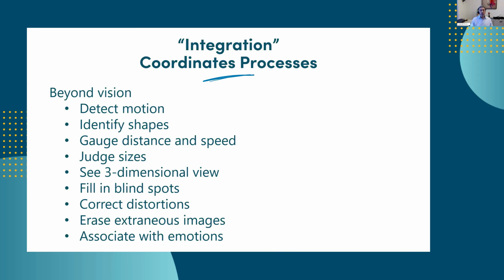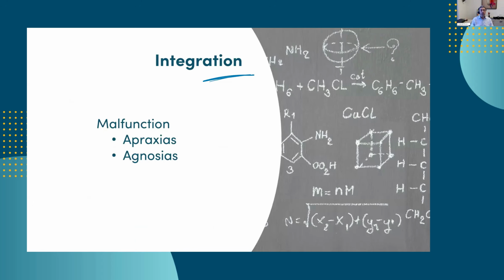The brain also fills in blind spots. You can have areas of a visual field where you cannot see, and your brain by default will fill that in and complete an image. It can correct distortions. It can do a lot of different things. And importantly, it can also associate vision with emotions. And all those are integration of the visual system with other parts of the brain responsible for those types of processes.